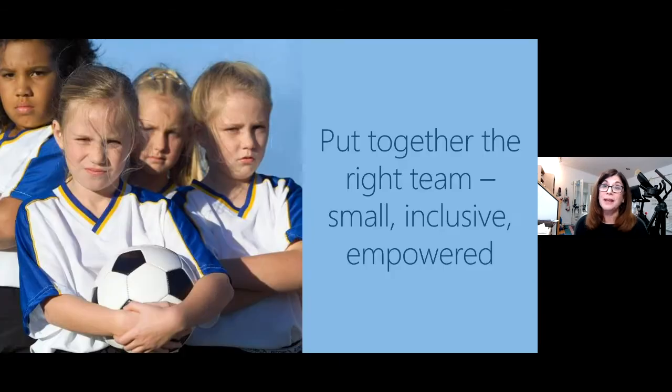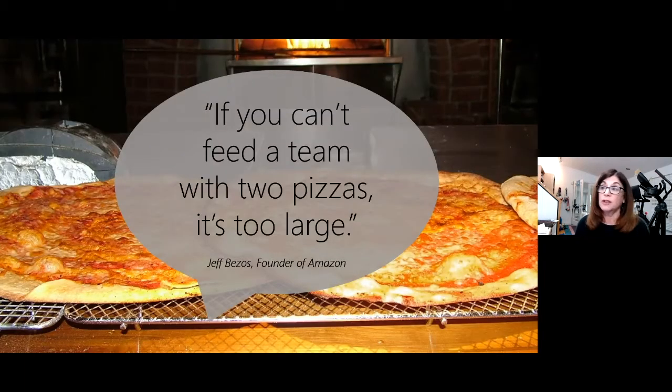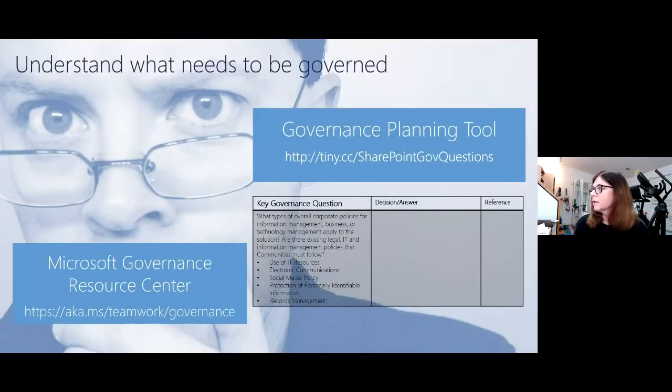In order to do that, you want to put a small team together to make these decisions. How big of a team? Well, if they can't eat lunch with two pizzas, then the team is too large. So you want to get the right representation from IT, from business, from comms, because you don't want to make these decisions just from an IT perspective. So what are those decisions? I'm really going through this quickly, so I hope you guys are tracking questions for me.